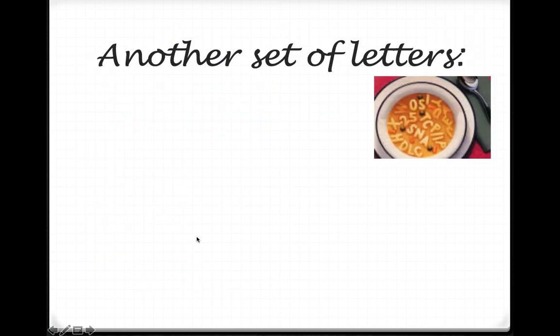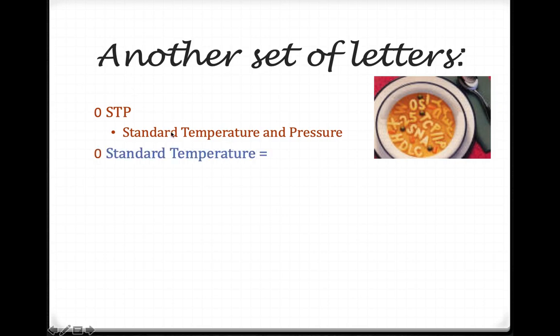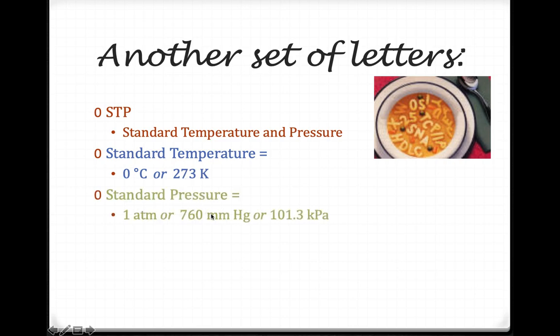All right. Another set of letters that we'll use sometimes, just a reminder, is STP: standard temperature and pressure. If you see that in a problem or talked about in a lab situation, that means a specific temperature and a specific pressure. Standard temperature is 0 Celsius or 273 Kelvin. Standard pressure is 1 atm, which is also 760 millimeters of mercury, which is also 101.3 kilopascals. So a bunch of variables, P, V, T, STP, things you should be aware of when you're learning or studying gas laws.